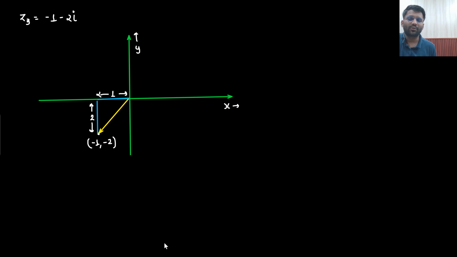But we are supposed to find the angle, so let's not write it down, because the diagram will become unclear. We are supposed to find the angle made with the positive x-axis. This is your theta 3. Can you find this angle? This length is 2 and the other length is 1, so this angle will be nothing but tan inverse 2.